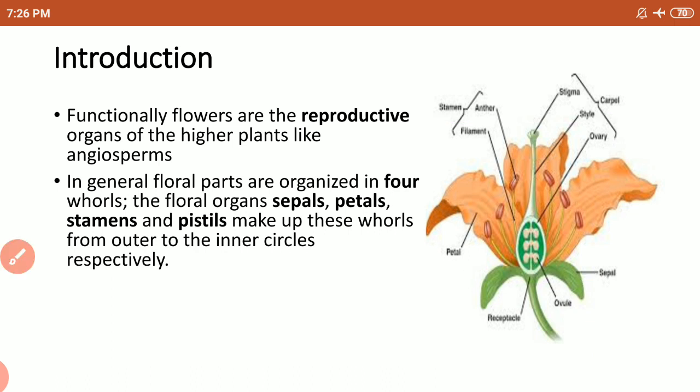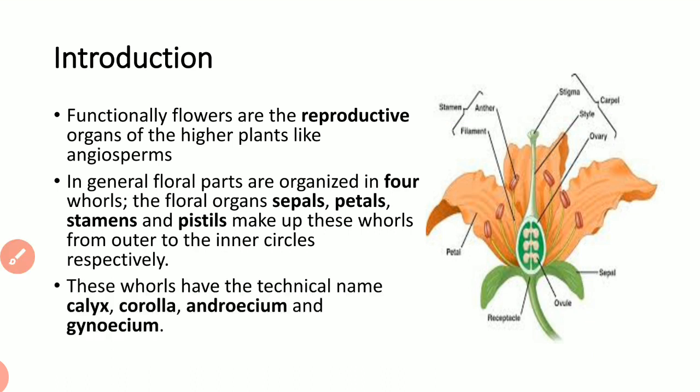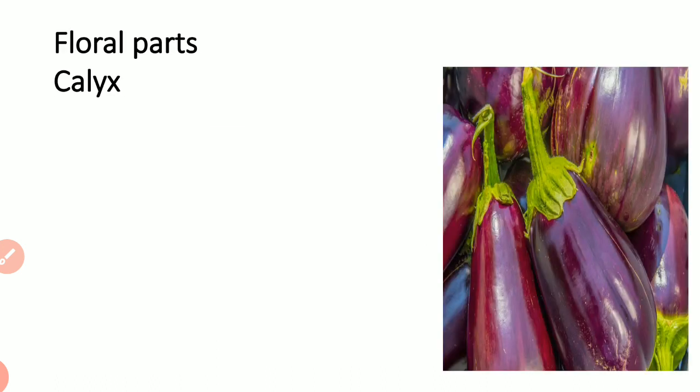Okay, so there is technical terminology for the sepals, petals, stamens and pistils. For the sepals, calyx; for petals, corolla; for stamens, the male part, androecium; and for the pistils, the unit called the gynoecium. Okay, so now we proceed one by one to our parts. So the first part is the calyx.